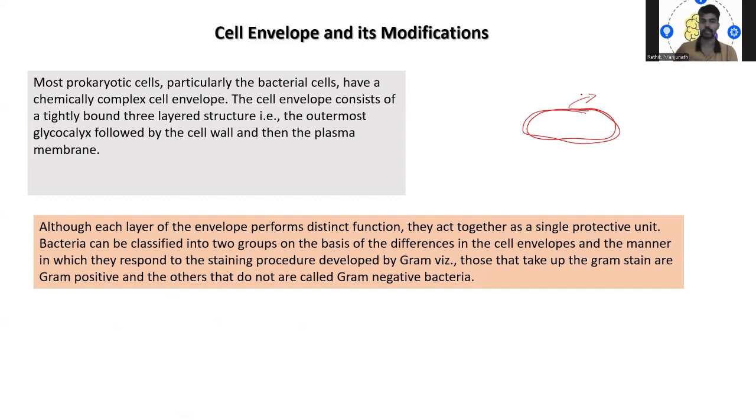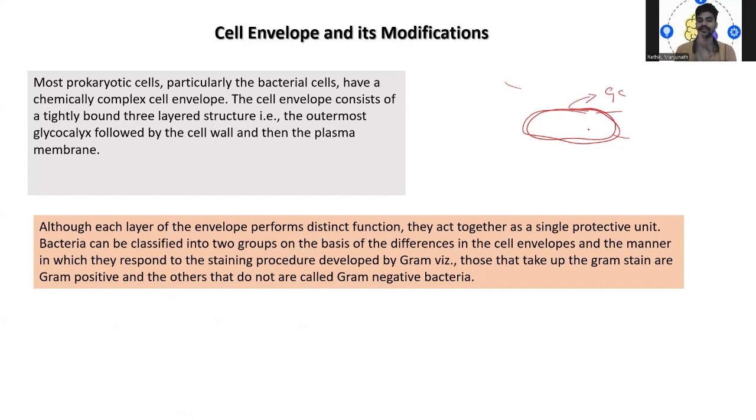The outermost cell envelope consists of three layers. Glycocalyx will be the outermost, then in the middle you will see the cell wall, then the plasma membrane. Although each layer of the envelope performs a different function, together they act as a single protective unit.